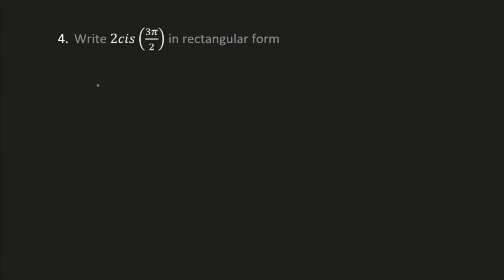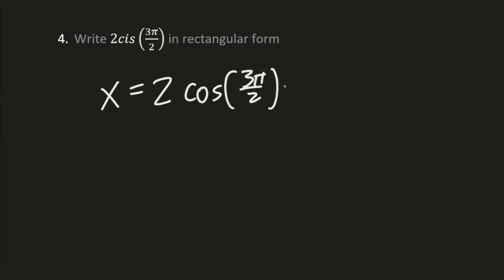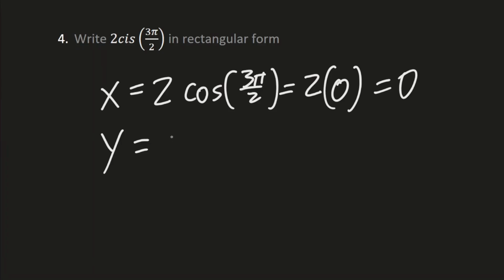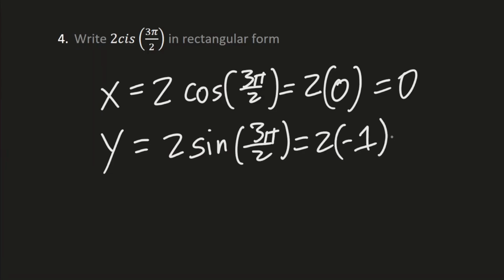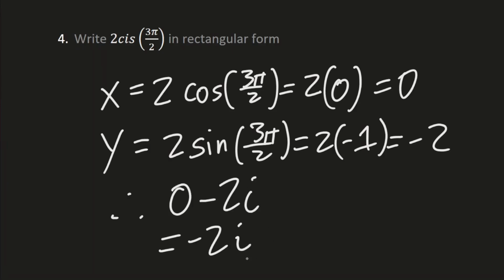Right, for this one, we're going to solve for the real part. And so that's going to be 2 times the cosine of 3 pi over 2, which is equal to 2 times 0, which is equal to 0. For the imaginary part, y is going to be equal to 2 times the sine of 3 pi over 2, which is equal to 2 times -1, which is equal to -2, and therefore we can write this complex number as 0 minus 2i, which is just equal to -2i.